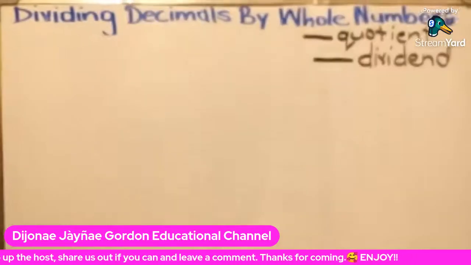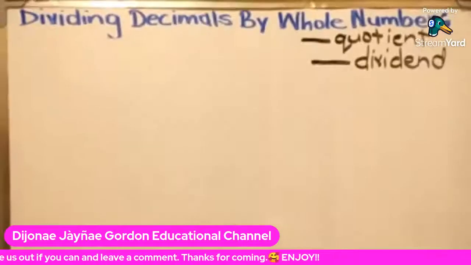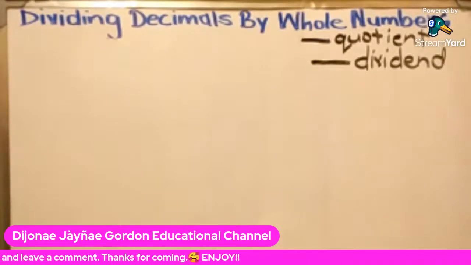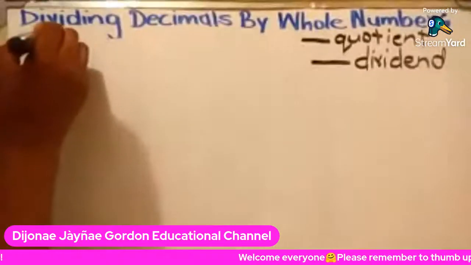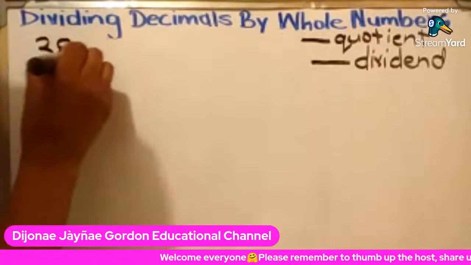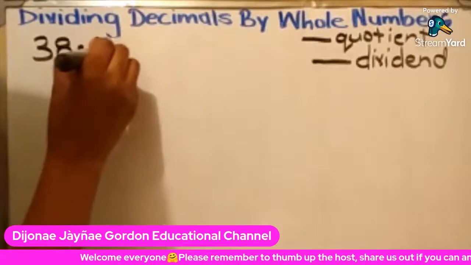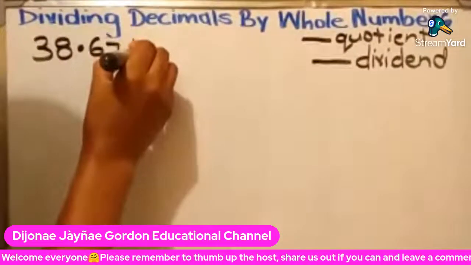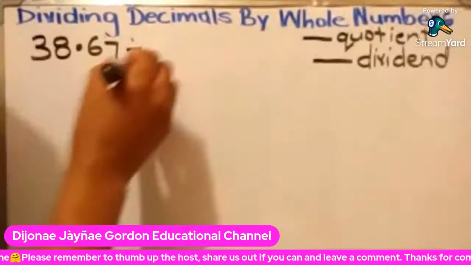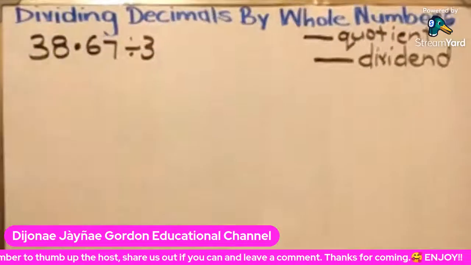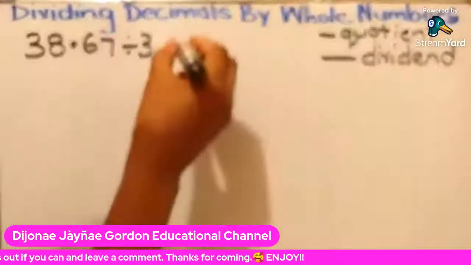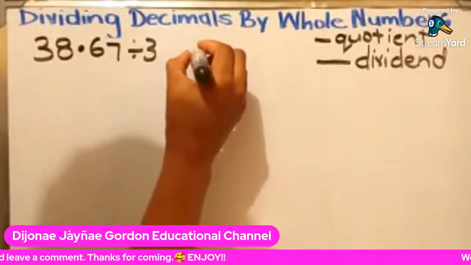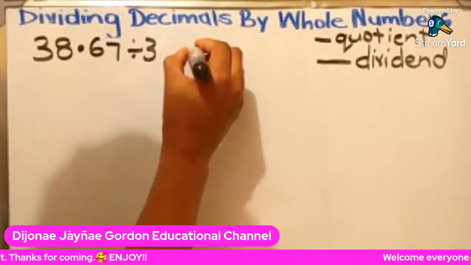All right, so the problem that we're going to work now is 38.67. So we have 38.67. And of course, we are dividing by 3. All right, let's go ahead and work this problem. First you have to set out the problem. All right, so let's set it out.